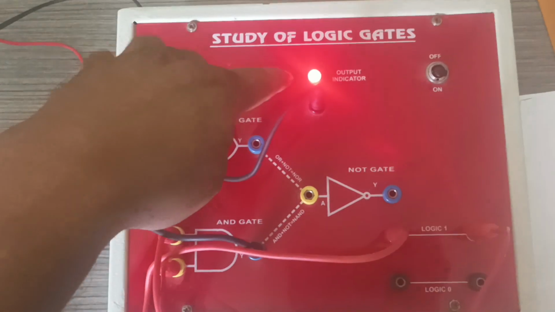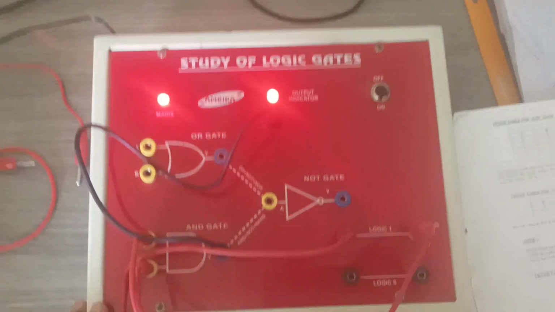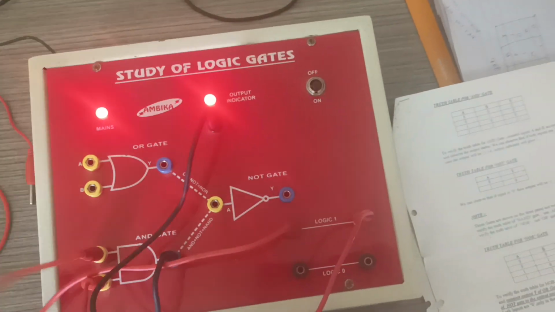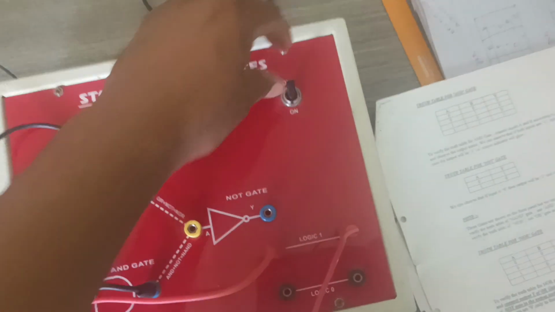Now see, the output is high. Which gate is this? It is the AND gate. This is completed. Now I will discuss the NOT gate. For the NOT gate, switch off this one.